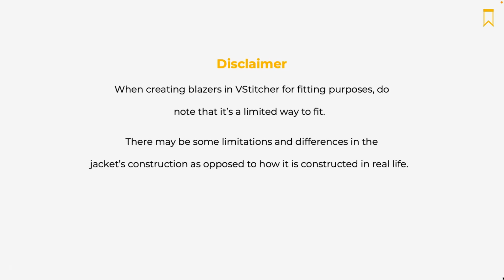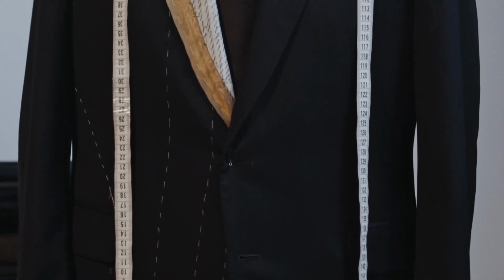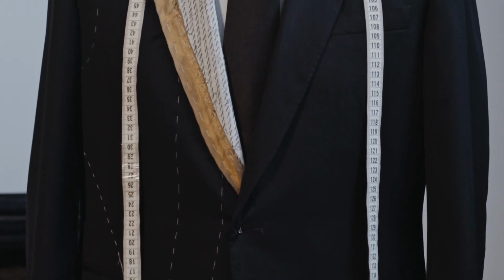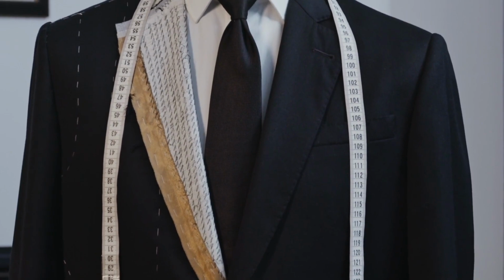The construction of the jacket is dependent on the amount of time and effort we want to put into the jacket details. In addition, there may be some limitations and differences in the jacket's construction as opposed to how it is constructed in real life. For example, in real life, certain parts of the jacket must be pressed to ease or shape it. But in 3D, this process is not applicable.